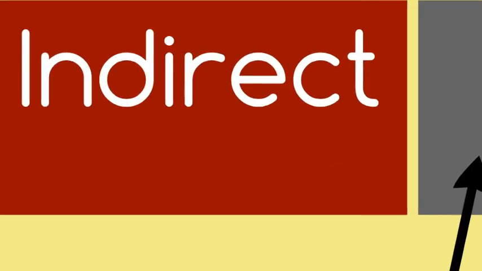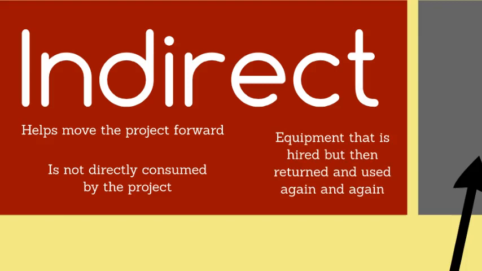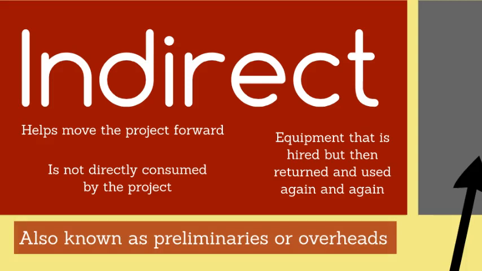An indirect cost, on the other hand, is something that helps the project move forward but is not fully consumed by the project. So it can be reused later on in future projects, such as hired equipment. For our pizza example, the oven and its running costs are indirect because they get reused in future projects, as well as any salary for managers. Indirect costs are also known as preliminaries or overheads.